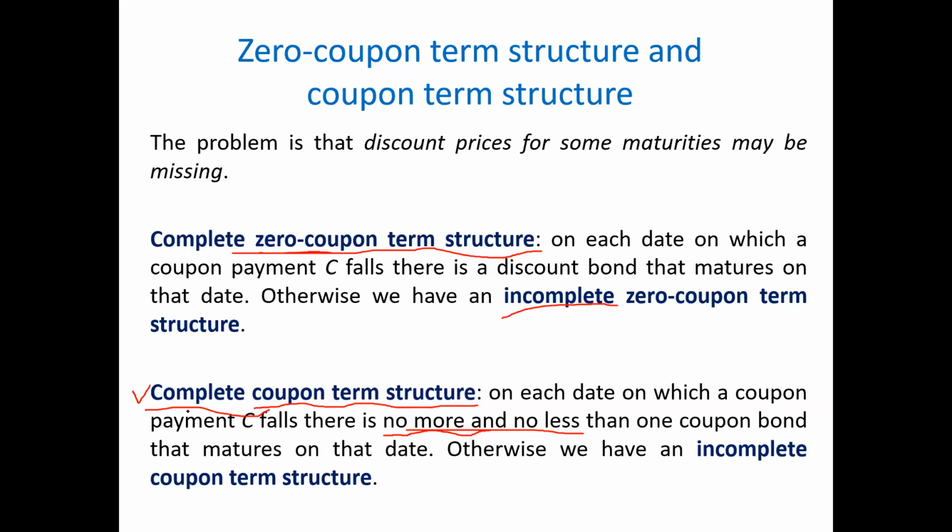However, if this is not the case, that is, if we have an incomplete coupon term structure, if we have this situation, then that's the problem, because in this case we cannot reconstruct the zero coupon term structure and we have discount prices missing. So now let's try to evaluate if this is a big problem for us in real life, in real government bond markets or not.